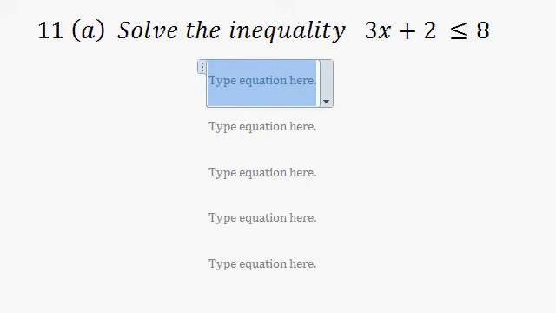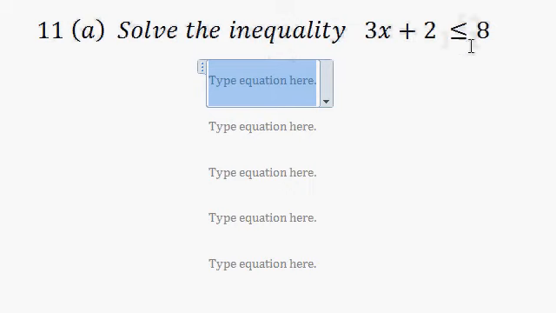Question 11a, solve the inequality 3x plus 2 is less than or equal to 8. Pause now, try the question and unpause to see how it's done. You're told in the question that this is an inequality.